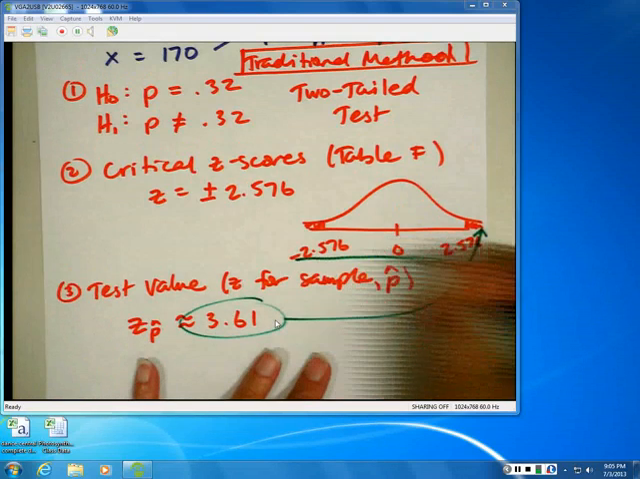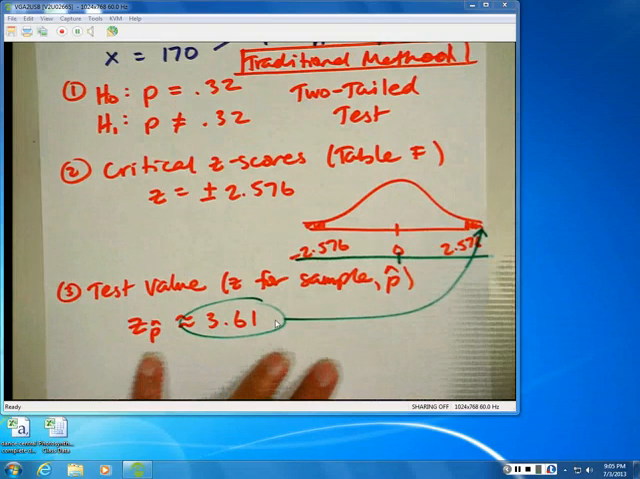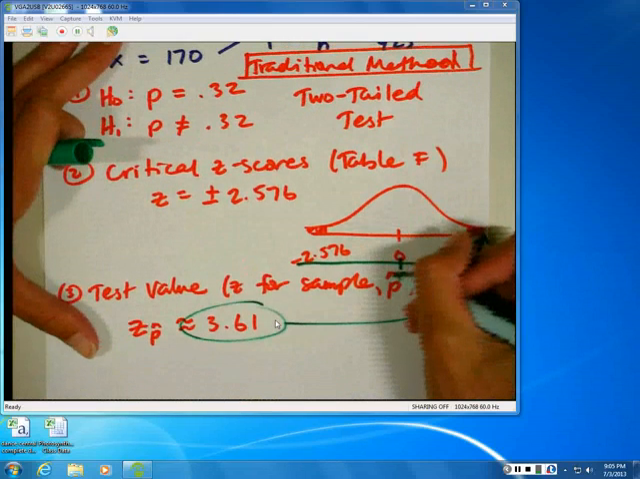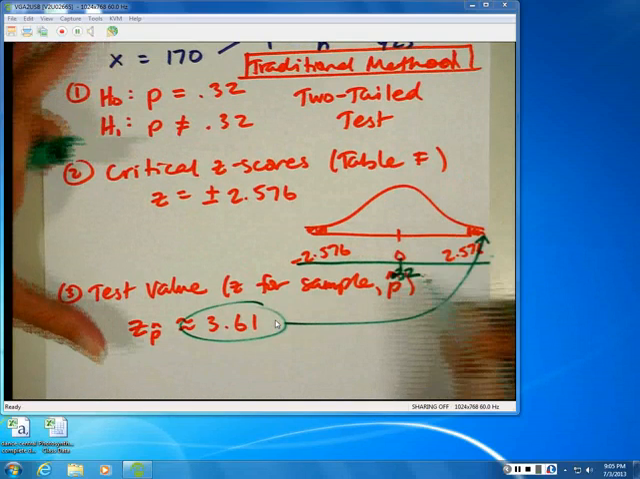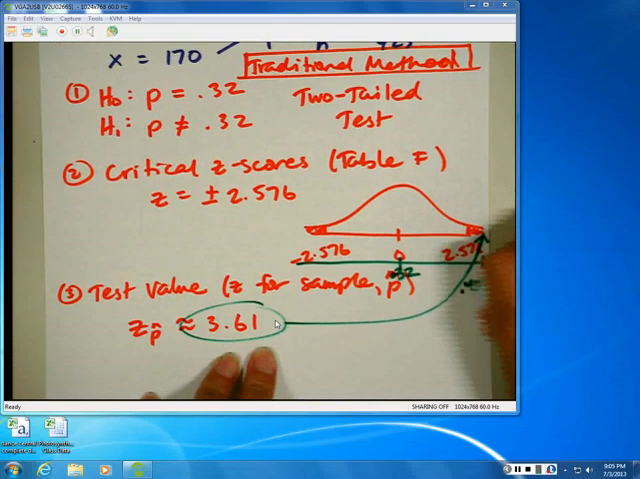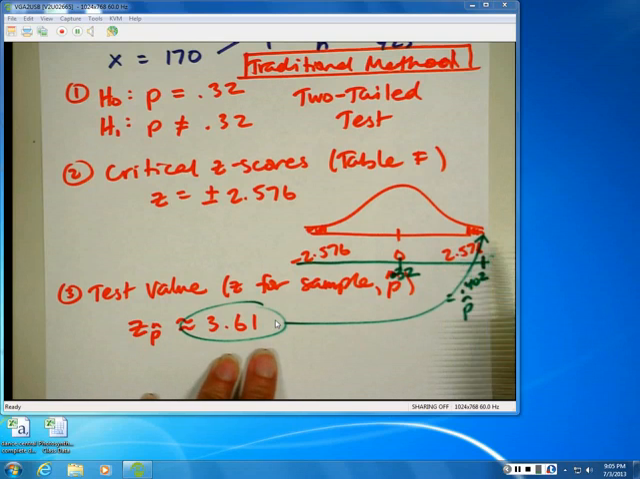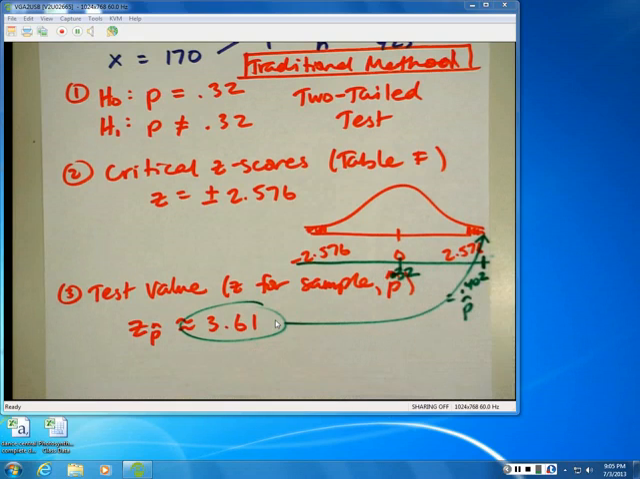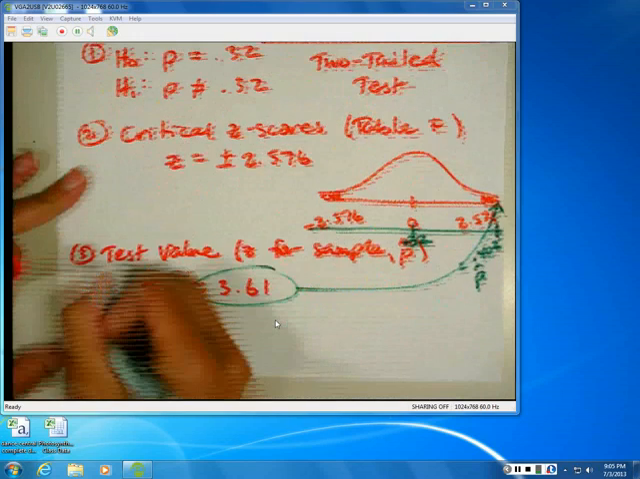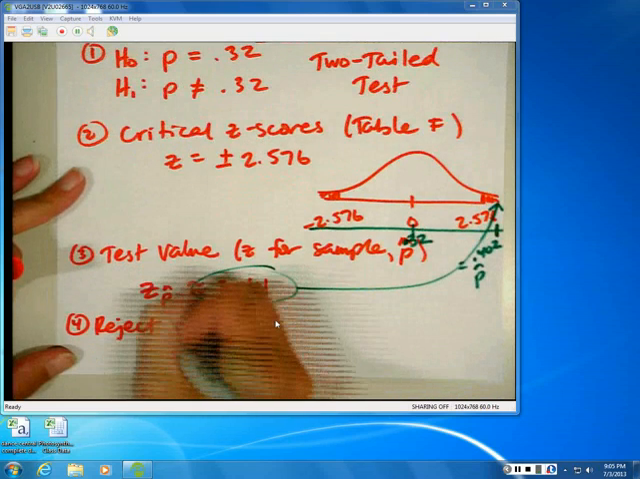Now remember, what we're really doing is we're lining up our proportions. So this was my 32%, so this is 0.32 at 0, and 3.61 was at 0.402. That's my sample p. So remember, the z-scores that we're finding line up with the sample proportion and the stated proportion, that 0.32. Well, we're well into the rejection region, so our decision number 4 is to reject the null hypothesis.